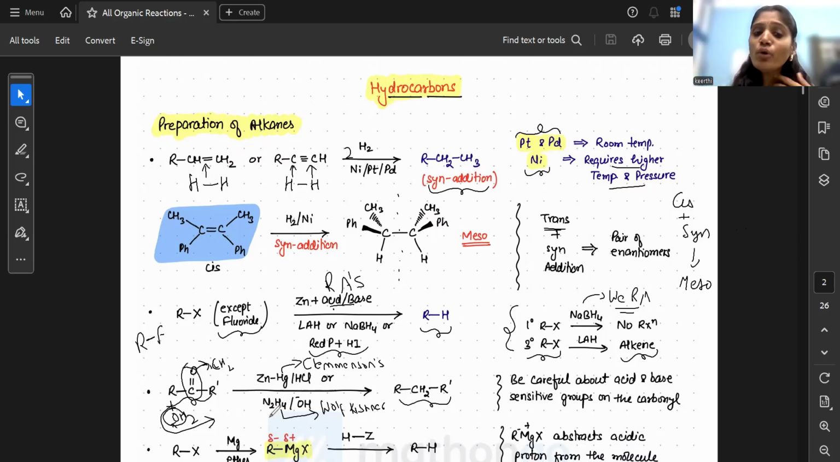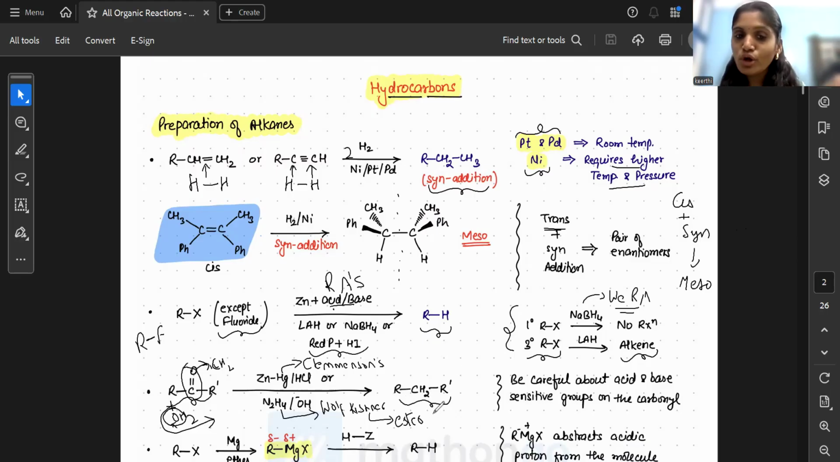Now you cannot use Wolff-Kishner reduction when you have base sensitive groups. Okay, what are your base sensitive groups? When shouldn't I use Wolff-Kishner reduction? If I have base sensitive groups. What are base sensitive groups? It is your ester. If you have along with the carbonyl compound an ester in the compound, ester is a base sensitive group. Base will go and do hydrolysis of ester, you people know this, and that will interfere with it.